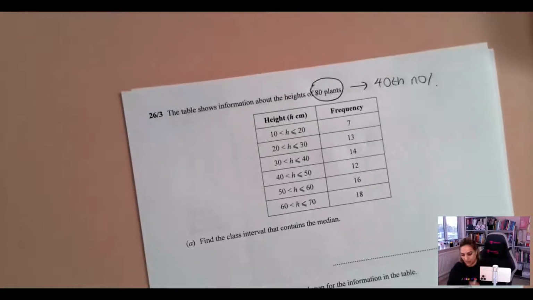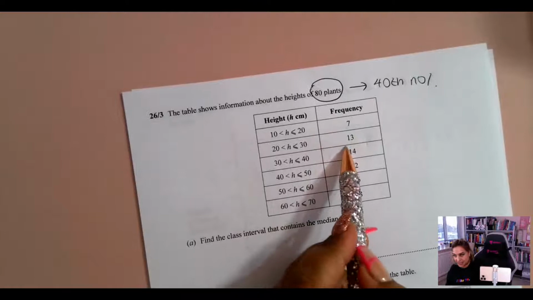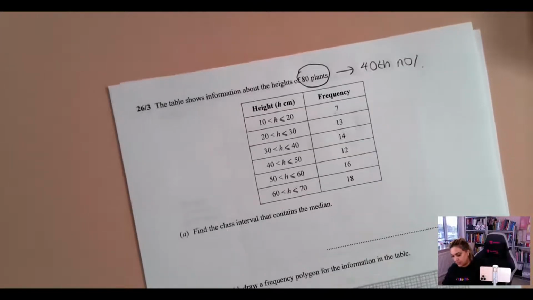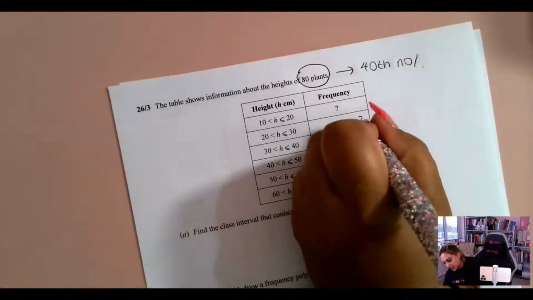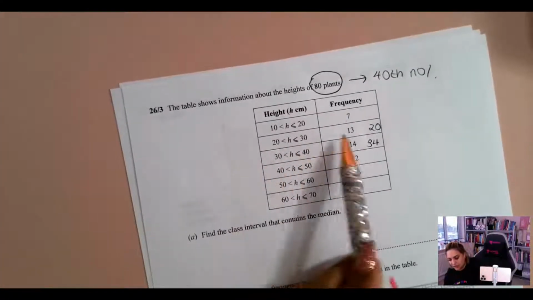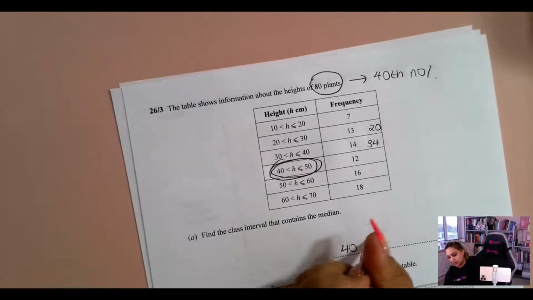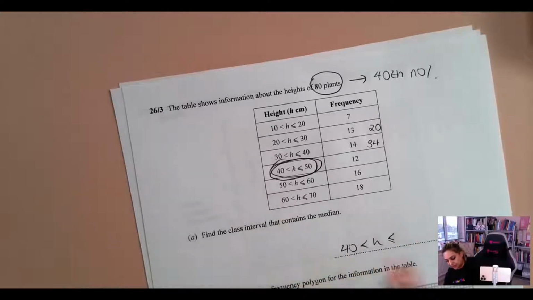The first 7 numbers are in here. The next 13 are in here. If I do 13 plus 7, I'm going to get 20. If I do 20 plus 14, I'm going to get 34. So that means from the 20th to the 34th number is in here. That means the 40th number has to be in this category, which also happens to be the one that has 40 in it. So if you had read it wrong and just written that, you still would have been okay.